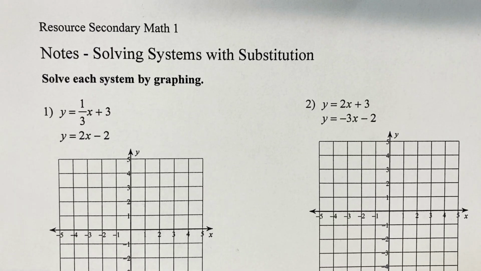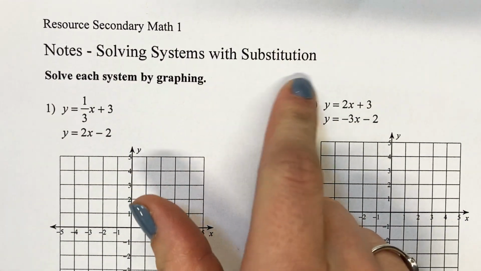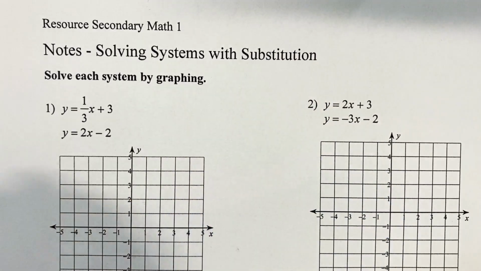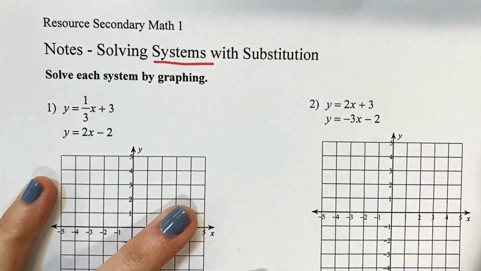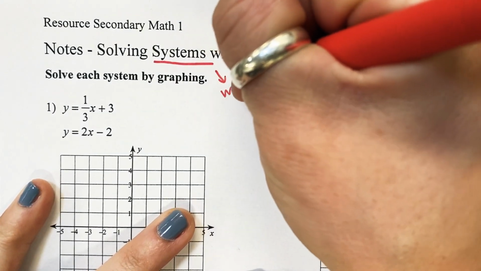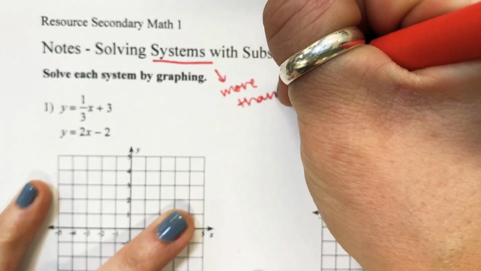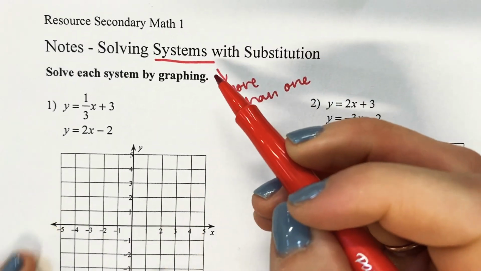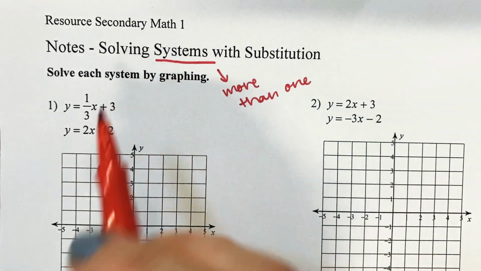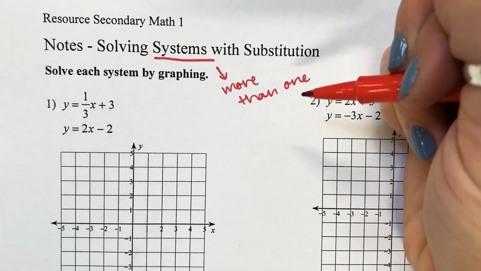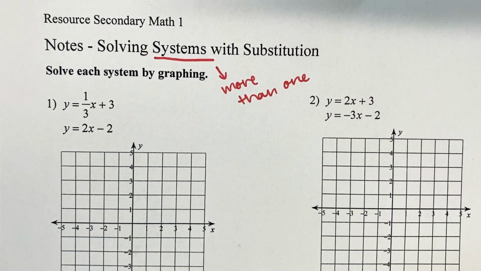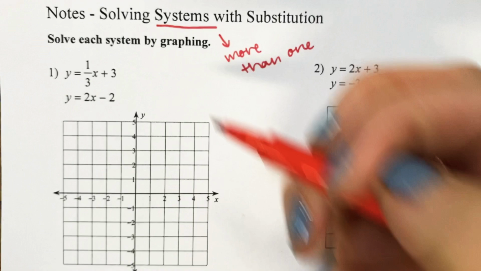All right, my secondary math 1 class, we are going to be continuing to talk about solving systems of equations. We're going to be primarily focusing on substitution today. If we remember from our last few lessons, whenever you see the word systems, it just means more than one. So we're talking about systems of equations, meaning more than one linear equation. Let's go ahead and review on 1 and 2 solving systems by graphing.